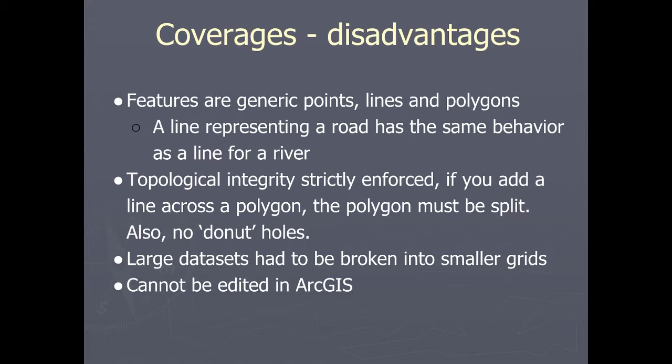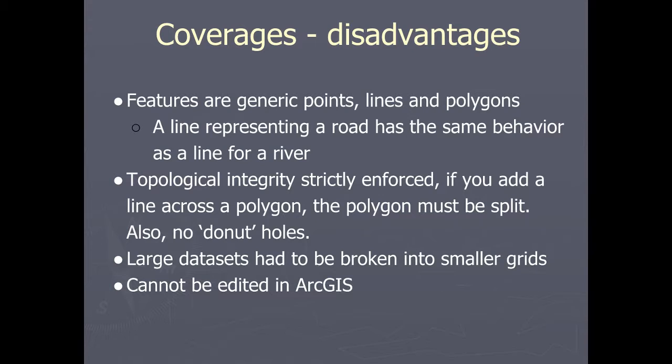So some of the disadvantages of the way it used to be done is that features were generic points, lines, and polygons. What that means is that a line that represented a road in a coverage format had the same kind of behavior as a line for a river. That's going to make a little bit more sense to you when we look at how the geodatabase models behavior of features, where you can actually attach more behavior to a line in a database so that it does more things like a river does than a road does.